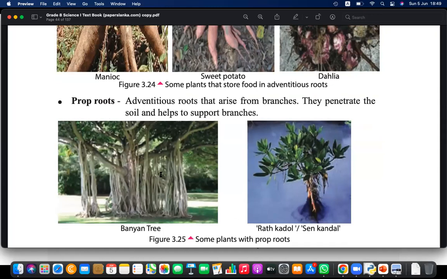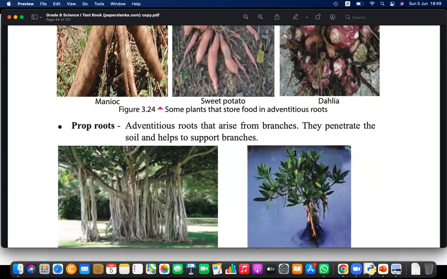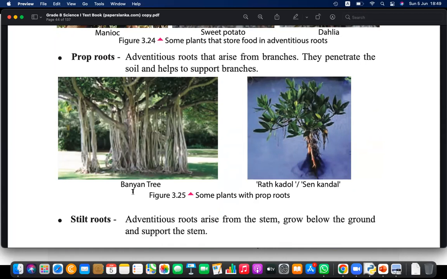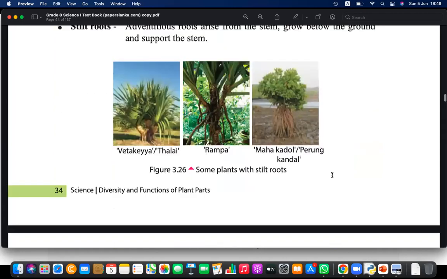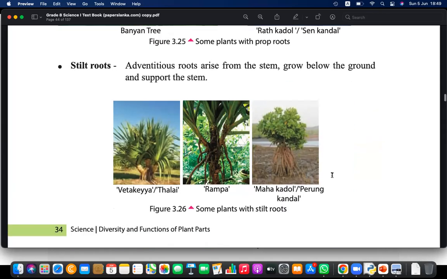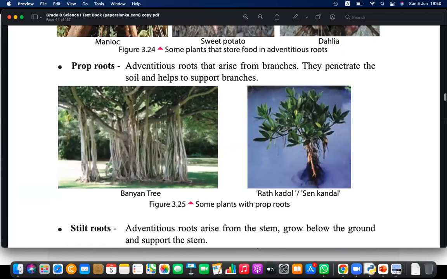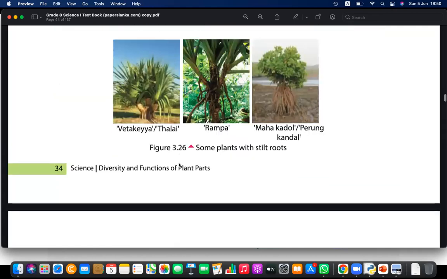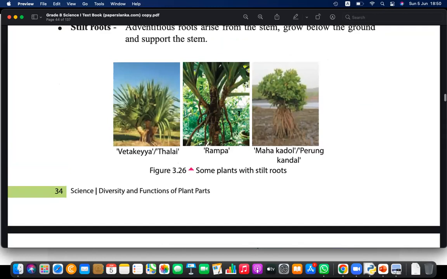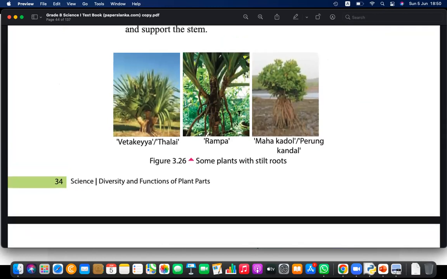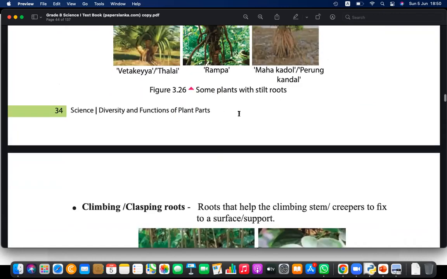And prop roots actually are overground again. Prop roots are overground. So some kind of aerial, subaerial, right? It's actually supporting the branches. You can see here, banyan tree, plantain, having prop roots. And stilt roots are also there in screw pine, and some others. So the stilt roots and the prop roots are different, we discussed. Prop roots are coming from the branches, but the stilt roots are coming from? Stem. Okay. Right? Prop roots come from the branches, stilt roots come from the stem. So that's the difference.